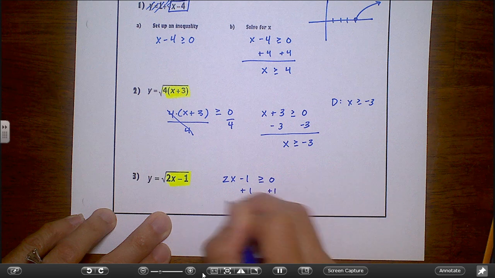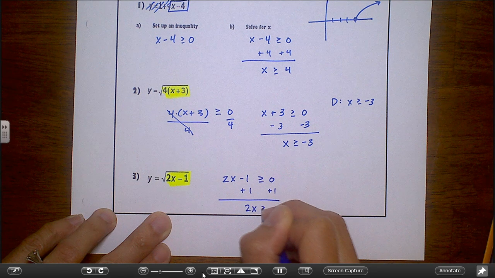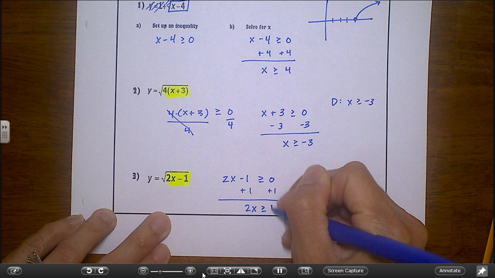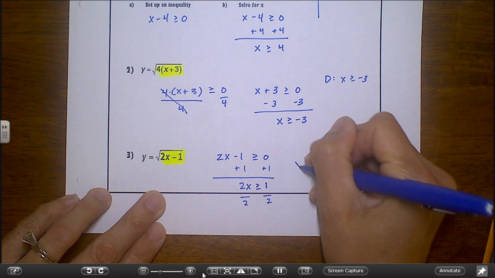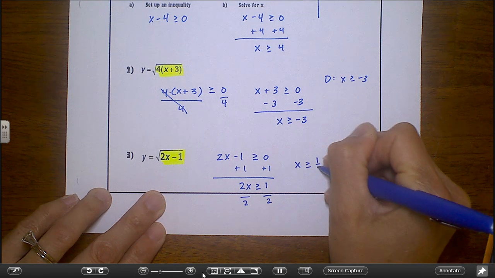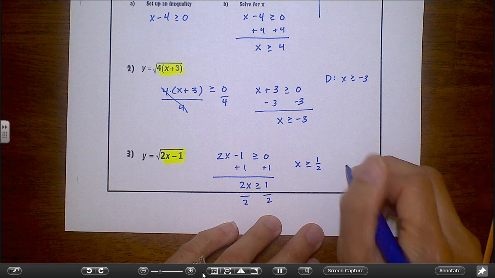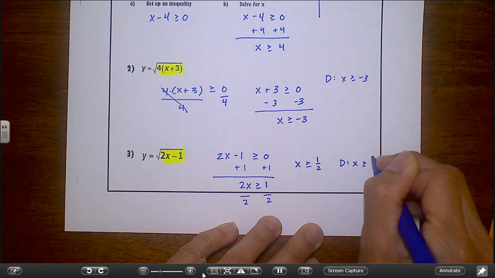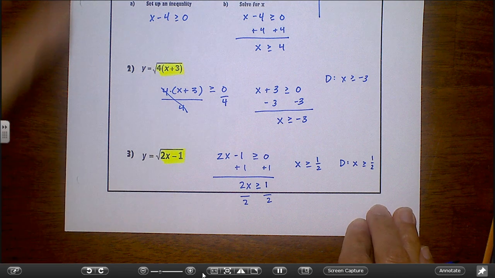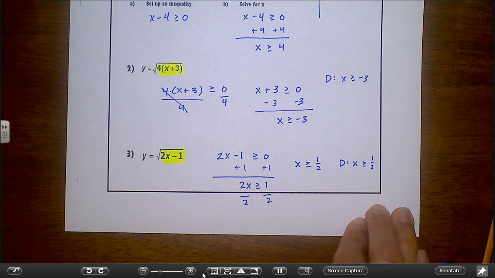Here I would add 1 to both sides. I get 2x is greater than or equal to 1. And then divide by 2. So I get x is greater than or equal to 1/2. So my domain is all values of x greater than or equal to 1/2. So that's pretty easy in terms of domain.